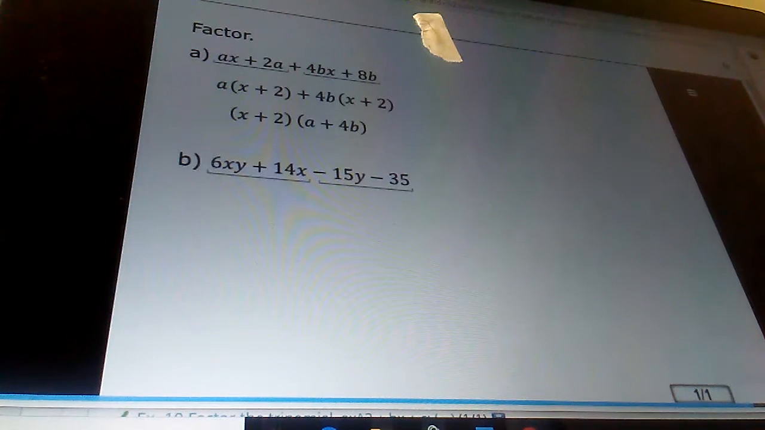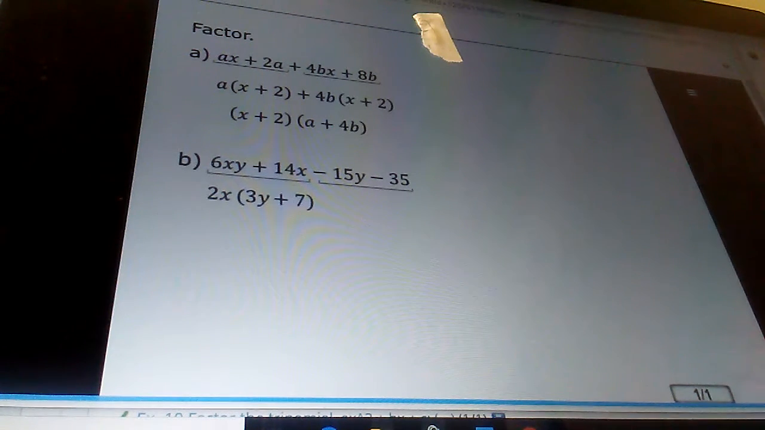Now factor each group of terms. Write the common factor of the first two terms, 2x. To get 6xy, we have to multiply by 3y. And to get plus 14x, we have to multiply by plus 7. Now think about the second group for a moment. Recall that we want the terms in the parentheses to be identical.